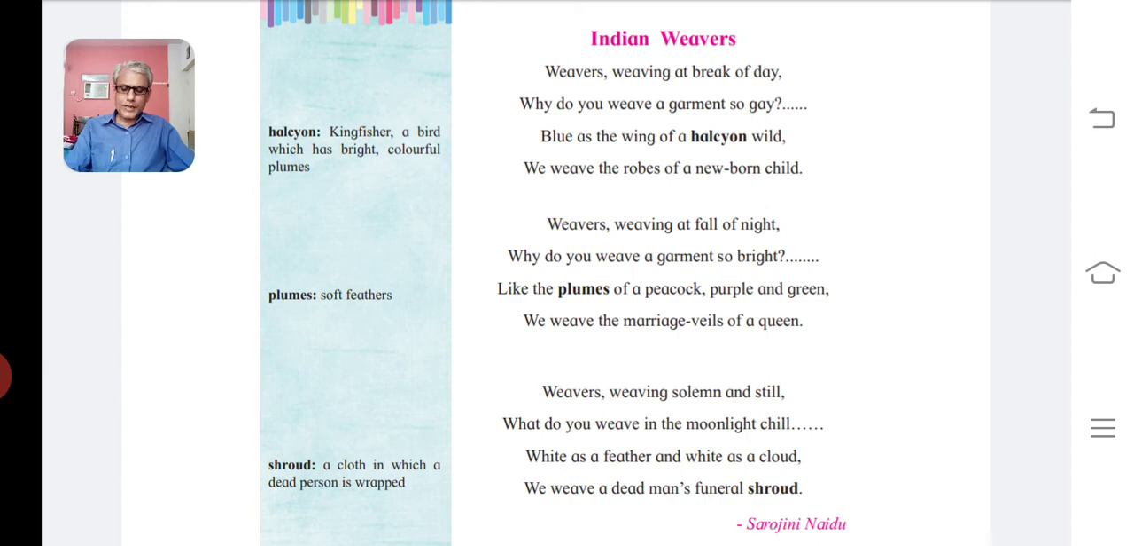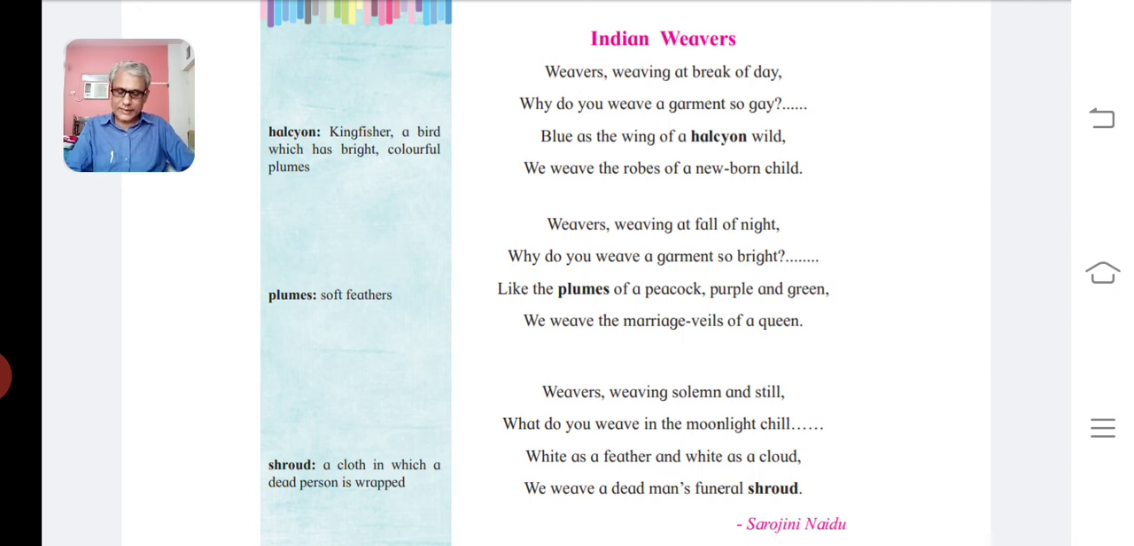Blue as the wing of a halcyon wild. In this line, there are two figures of speech. One, alliteration. Here, the sound of 'W' is repeated pleasingly. Now, another figure of speech in the same line is simile. How simile is here? Here, the color of the garment, that is blue, is directly compared with the wing of a wild halcyon by using the word 'as'. As is to be written into single inverted comma.